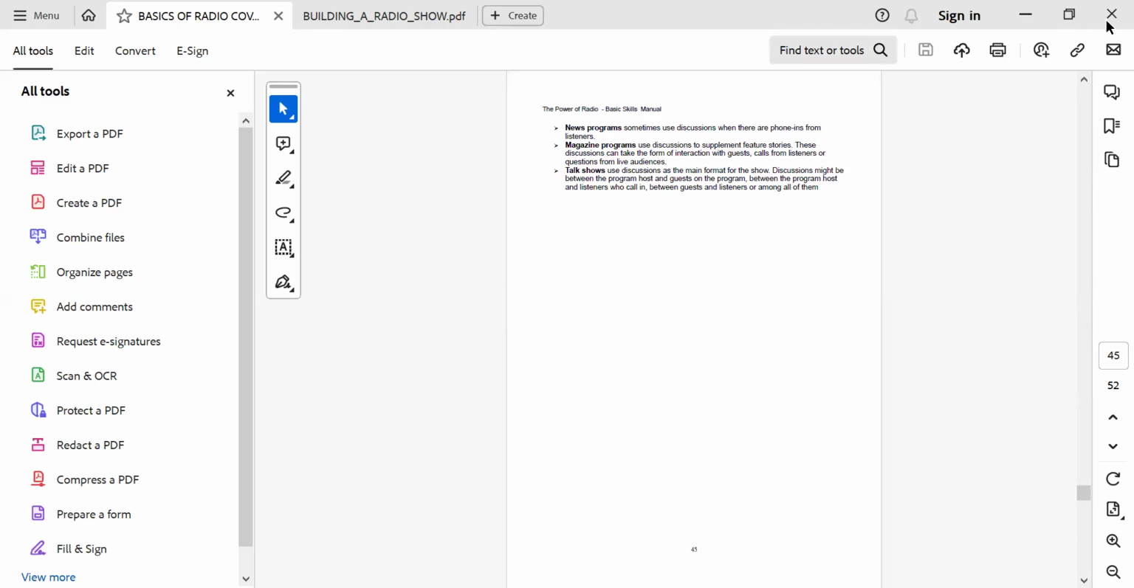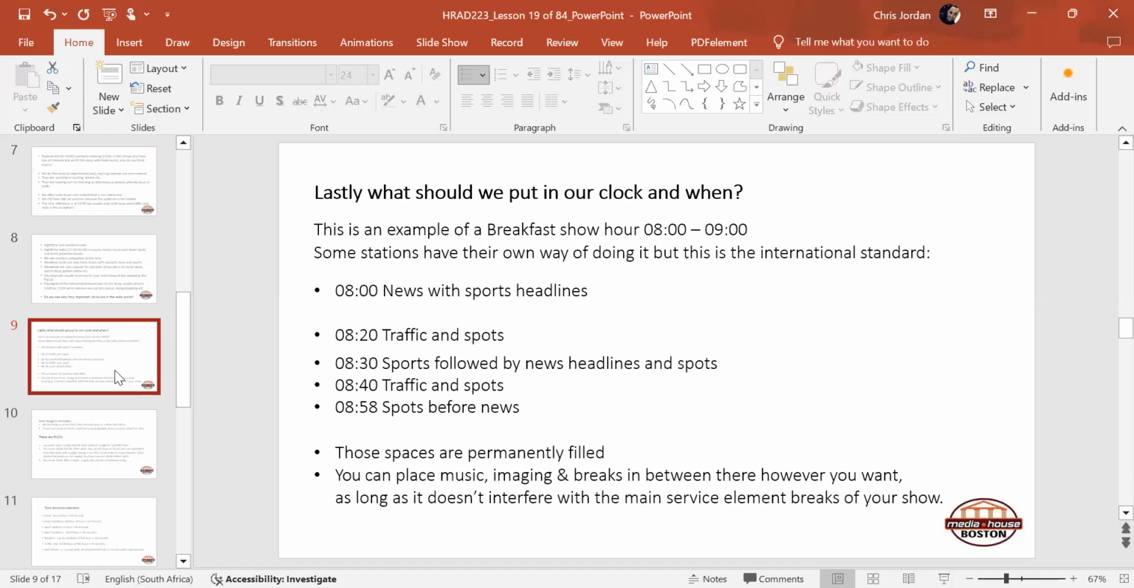Now stop that share. Go back to the slide. There's another, yeah, so the clock I'm going to leave right to the end. I'm saying the detailed clock, and that'll make sense together.